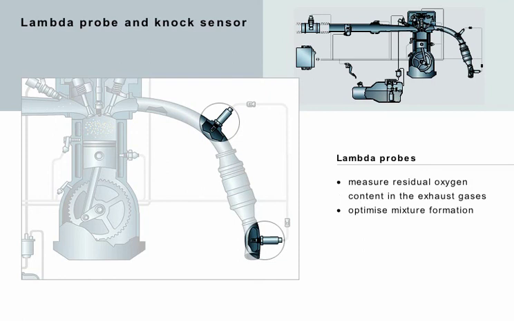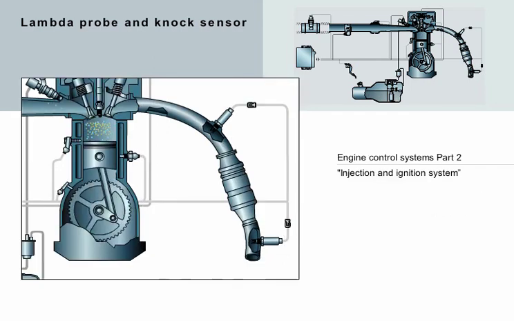The Lambda probes measure the remaining oxygen content in the exhaust gases, which indicates the completeness of combustion. Depending on the operating conditions and input signal of the Lambda probes, the mixture is enriched or made more lean. More detailed information on this sensor system is provided in Part 2 of the study program, the Injection and Ignition System.